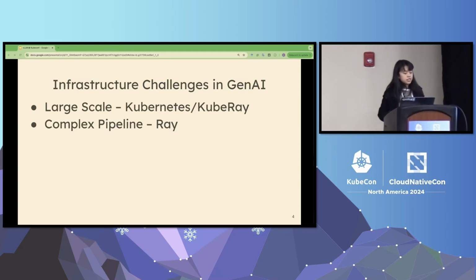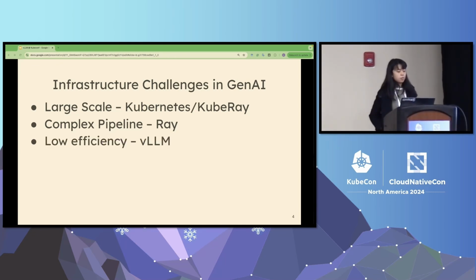I outline three major challenges in generative AI workloads nowadays. So the first one is the scale. The scale of the models is numerous, and the second is the pipeline of those LLM workloads are quite complicated. And lastly is the efficiency of those LLM serving is very low. We don't have high efficiency. So I will dive into those challenges one by one, and then tell how those techniques can be used to solve those challenges.